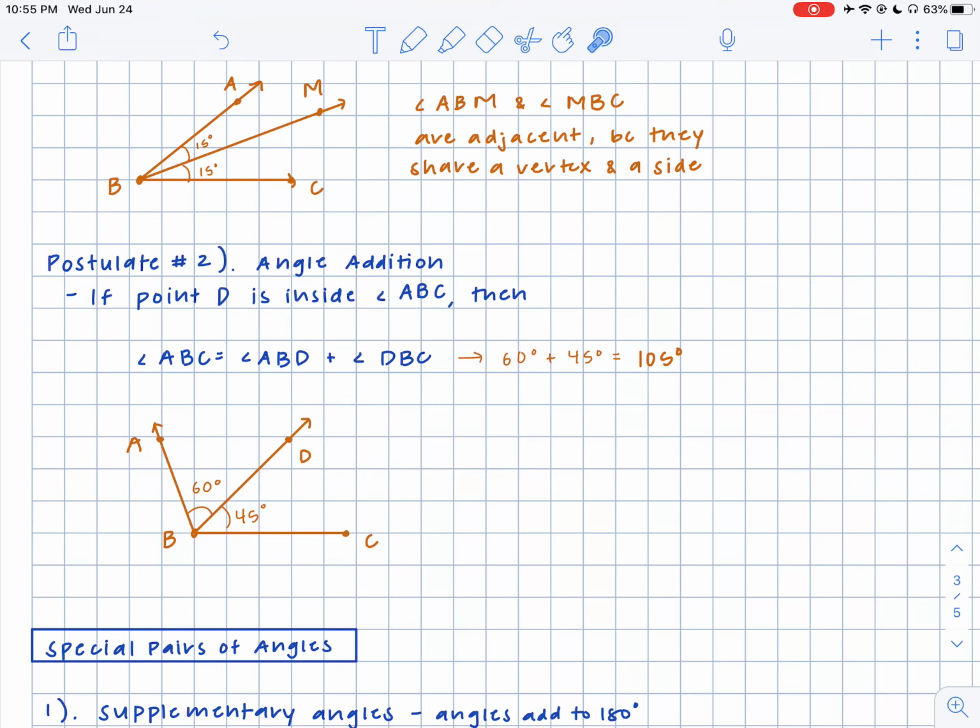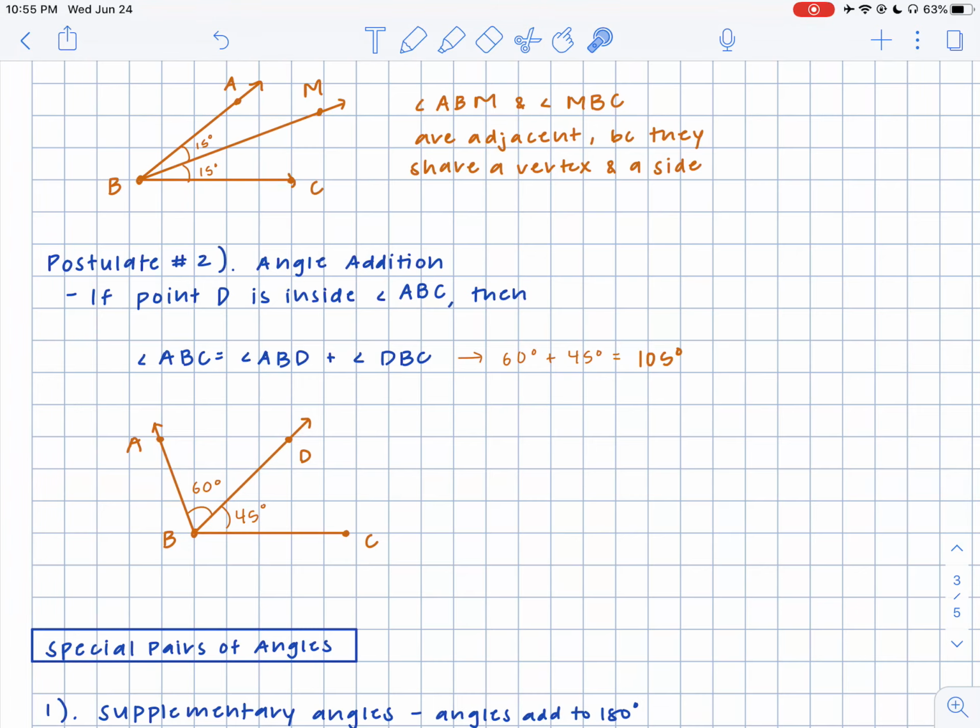Now, this says that this angle is 45 degrees. What does that number really mean? What does 45 really mean? It's actually just the measure of the angle, so it's the difference between the direction of the two rays.